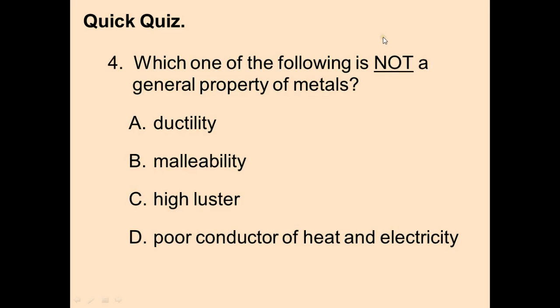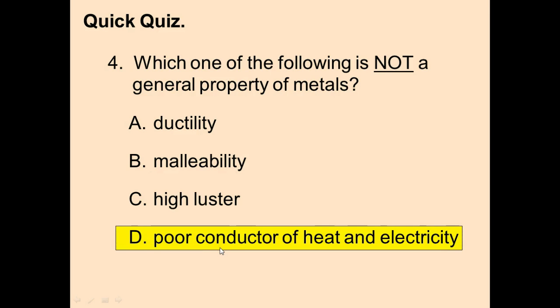Which of the following is not a general property of metals? A. Ductility, B. Malleability, C. High luster, or D. Poor conductors of heat and electricity. So let's just go through all the properties of metals. Metals can be made into wires, or they're ductile, so A is out. B, they're malleable. Metals are able to be bent into sheets, so B is out. And then C, metals are shiny, so C is out. And D, they are not poor conductors, so D is the answer.